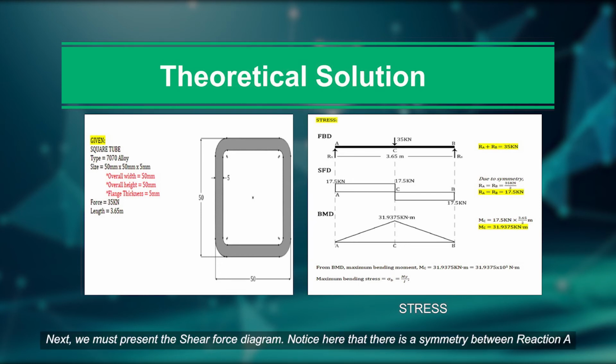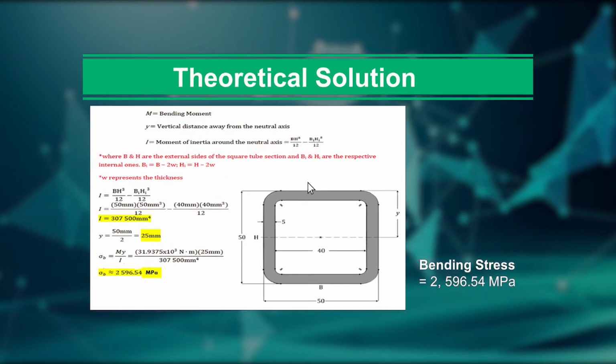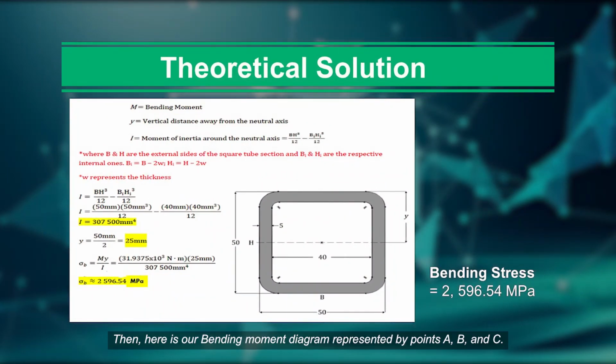Next, we must present the shear force diagram. Notice here that there is a symmetry between reaction A and reaction B. So we can come up with RA is equals to RB is equals to the force of 35 kN over 2, and the result is 17.5 kN. Then here is our bending moment diagram represented by points A, B, and C. From this bending moment diagram, the maximum bending moment, which is at moment C, equates to 31.9375 kilonewton meters.